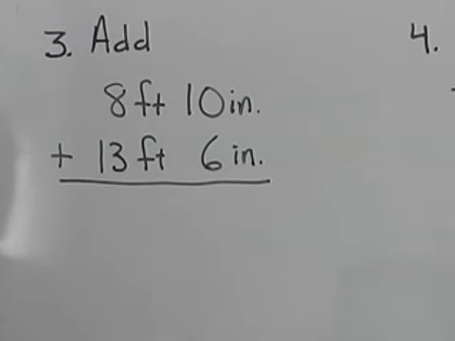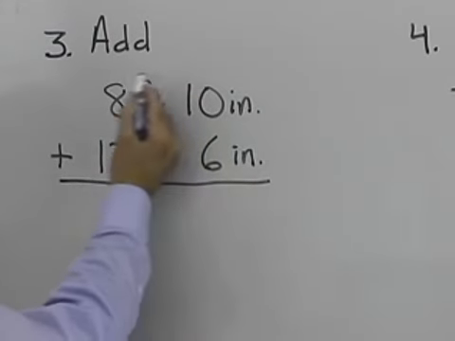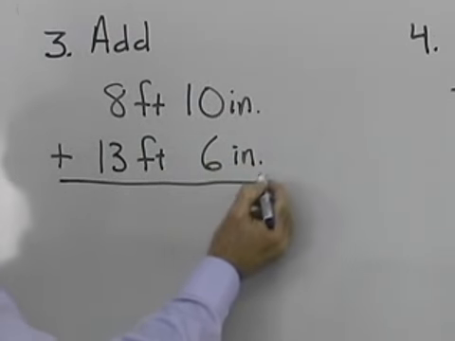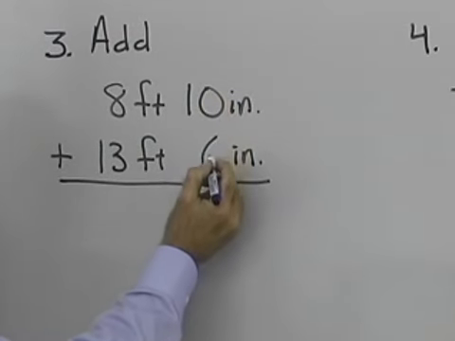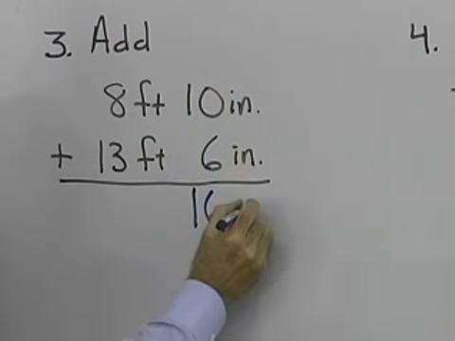I want to add 8 feet 10 inches to 13 feet 6 inches. So I've written the problem like this. Let's go over here into the inches column. I'll add 10 inches and 6 inches. That's going to give me 16 inches.